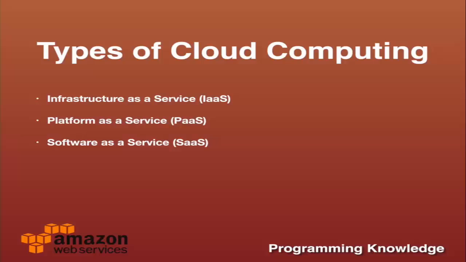The third one is SaaS, which is software as a service, provides you with a completed product that is run and managed by the service provider. In most cases, people referring to software as a service are referring to end user application. With a SaaS offering, you do not have to think about how the service is maintained or how the underlying infrastructure is managed. You only need to think about how you will use that particular piece of software.